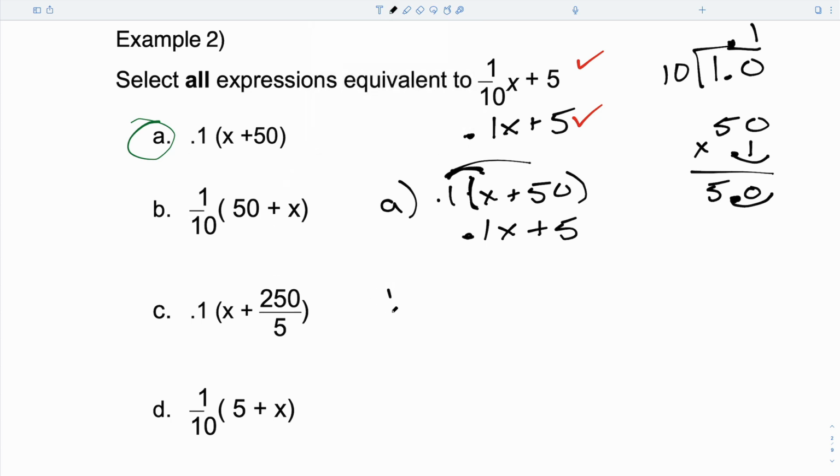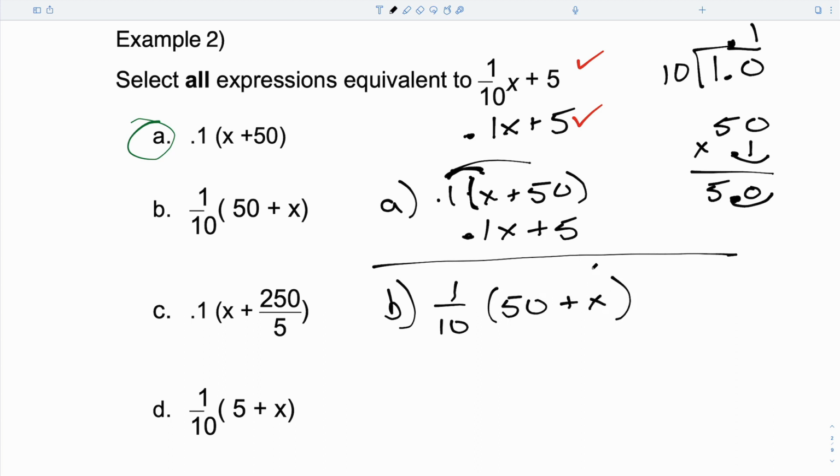Do I end there and move on to the next problem? No, we need to keep checking them off. 1/10 times 50 plus x. Grant, if you can do that in your head and say 1/10 is 0.1 and 50 plus x is the same thing, you can convert it into a decimal. If that's easier for you, there are 2 different ways of approaching this problem.